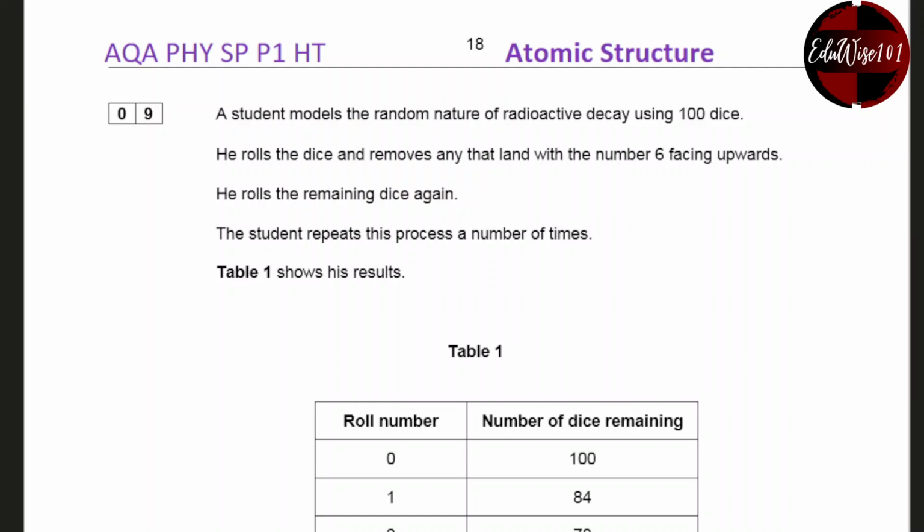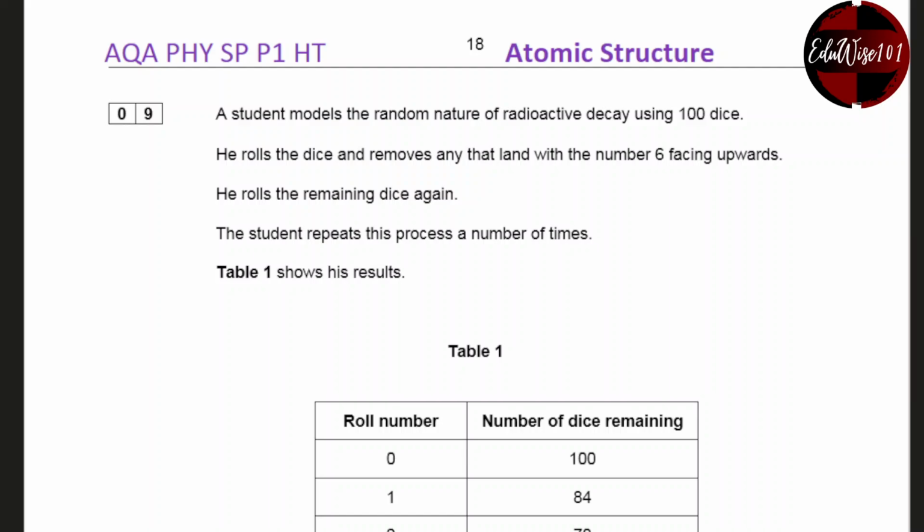In this video, I'm going to go through question number 9 and 10 from the AQA Physics paper 1 higher tier. This is the specimen paper. Question number 9 is on atomic structure, mainly to do with radioactive decay.